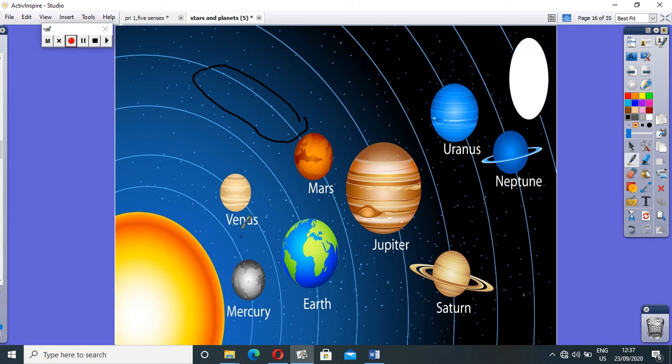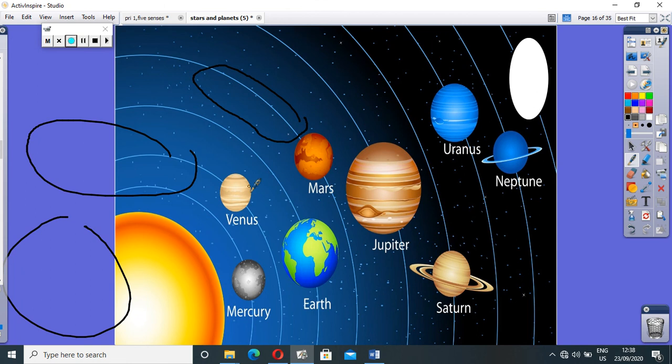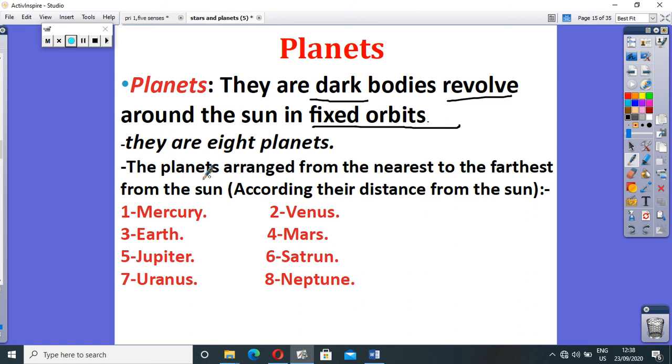So again, what's meant by planets? They are dark bodies. Dark means that they aren't shiny. Dark bodies revolve around the sun, moving around the sun in a fixed orbit. Excellent. How many planets are there? Yes, there are 8 planets. Now I will tell you the names of these planets.